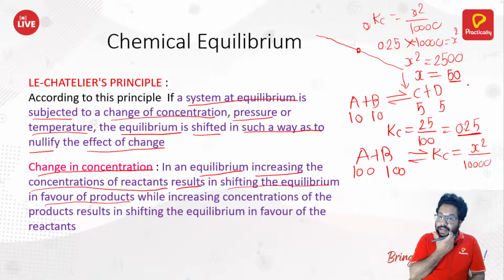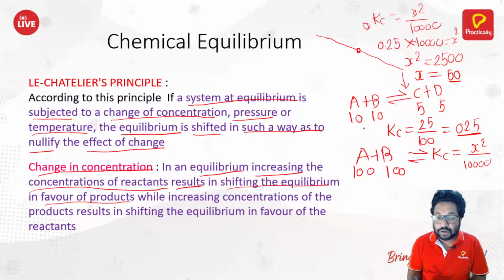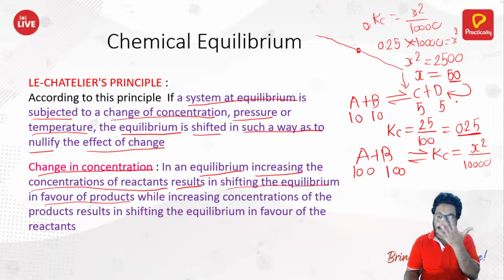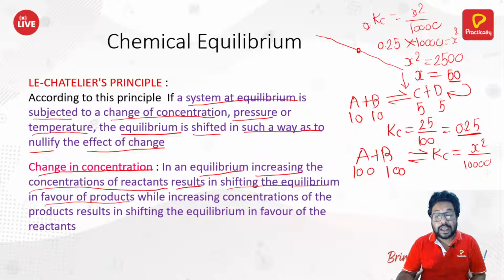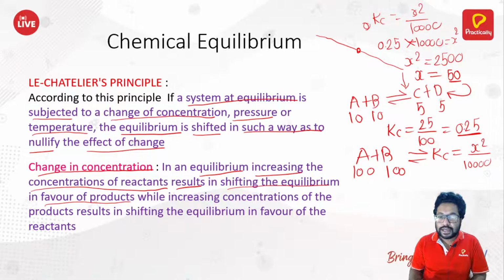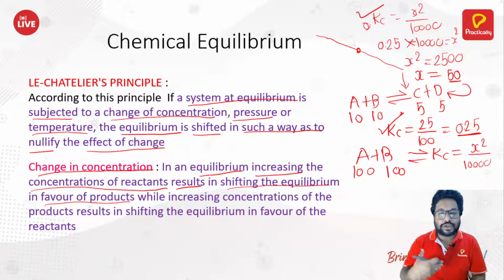So you can clearly see here, when I increase the concentration of A and B, C and D are now 50. Initially it was 5 moles, now it is 50 moles. That means the amount of product that you formed has increased. But mark my words, listen carefully and observe carefully: Kc hasn't changed. Kc is just the same in both the reactions. Initially it was 0.25, now also it is 0.25.